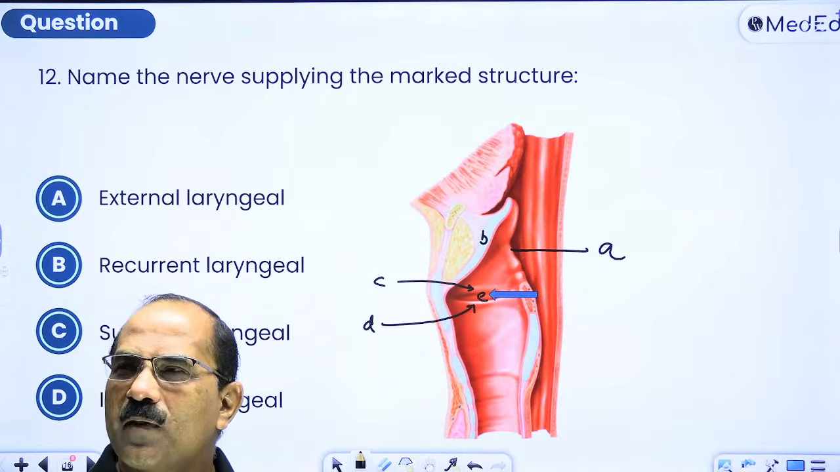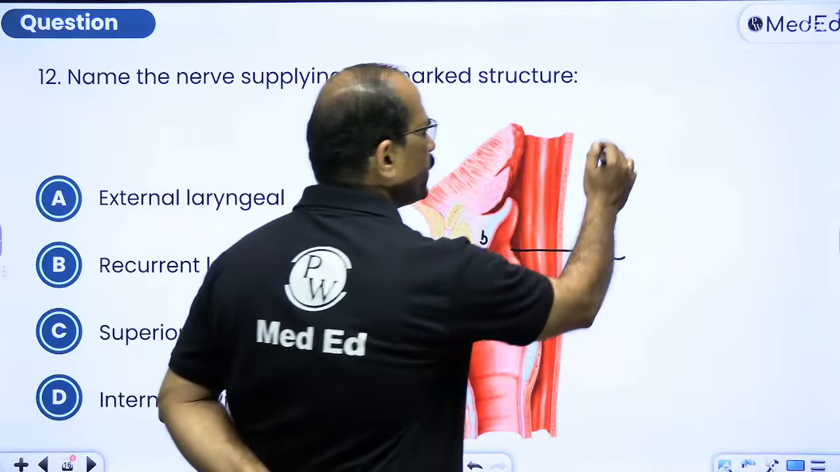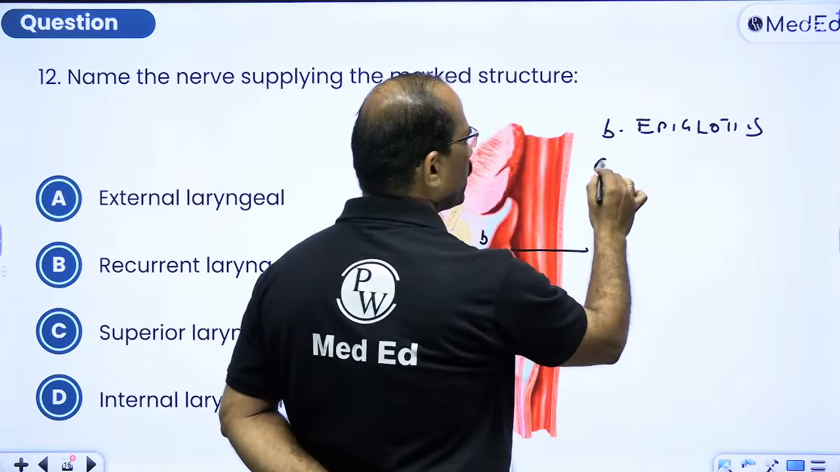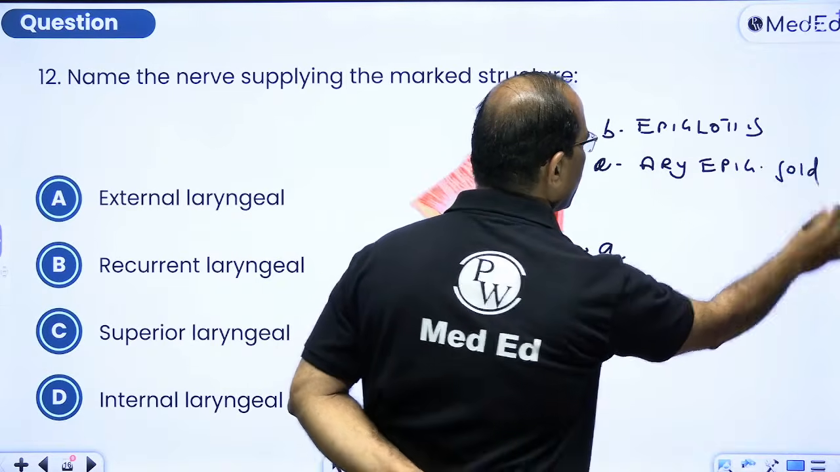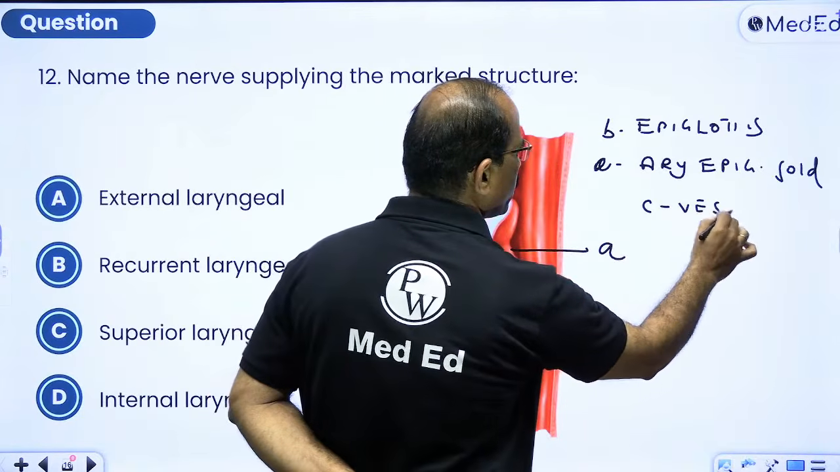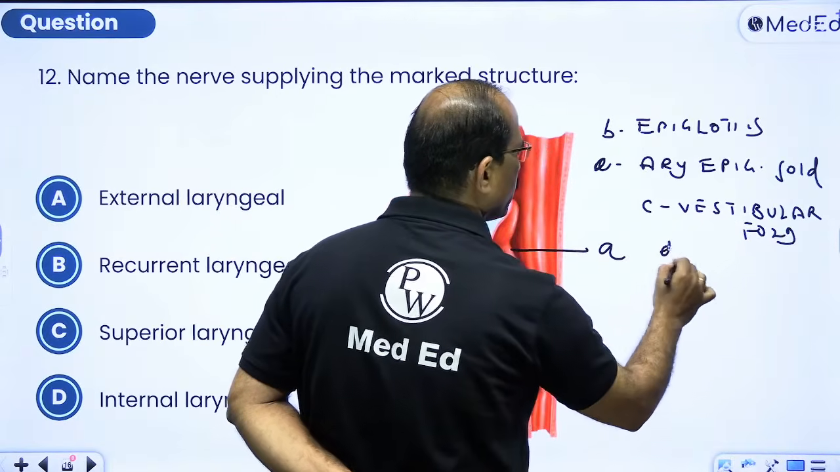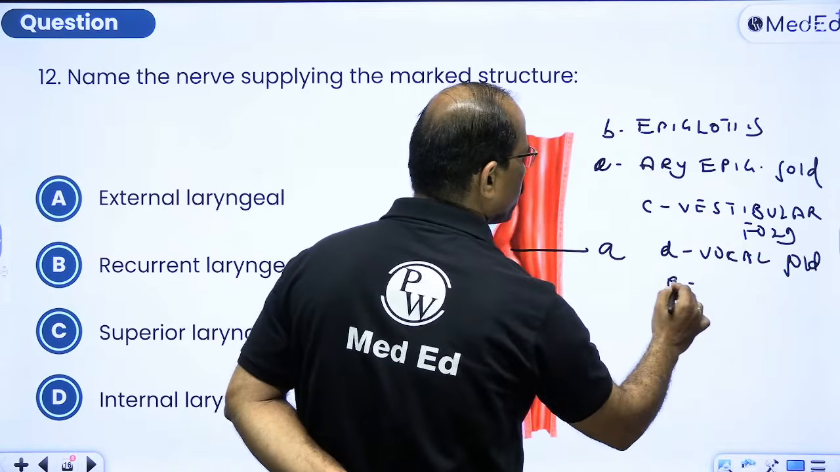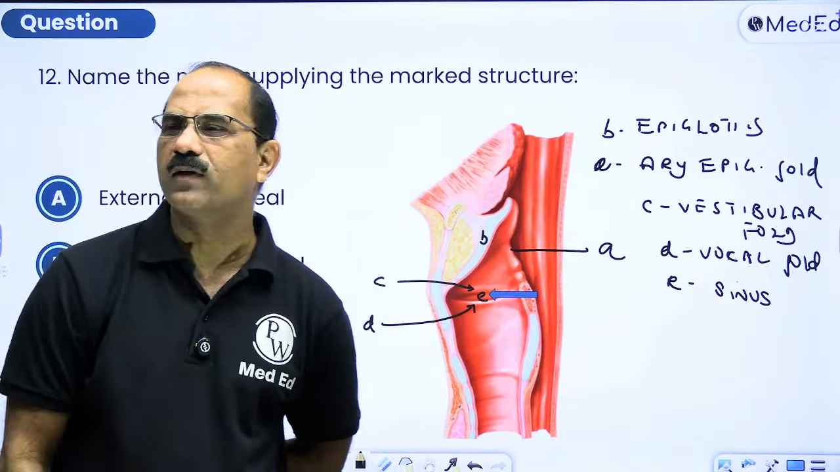A कौन है? What is B? B कौन है? Epiglottis. A कौन है? Ary-epiglottic folds. ठीक है ना? C कौन है? Vestibular fold. D कौन है? Vocal fold. E कौन है? Sinus of larynx.